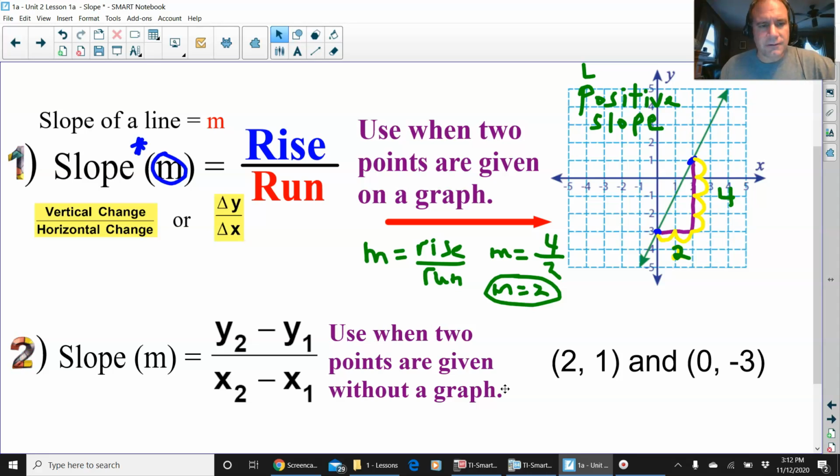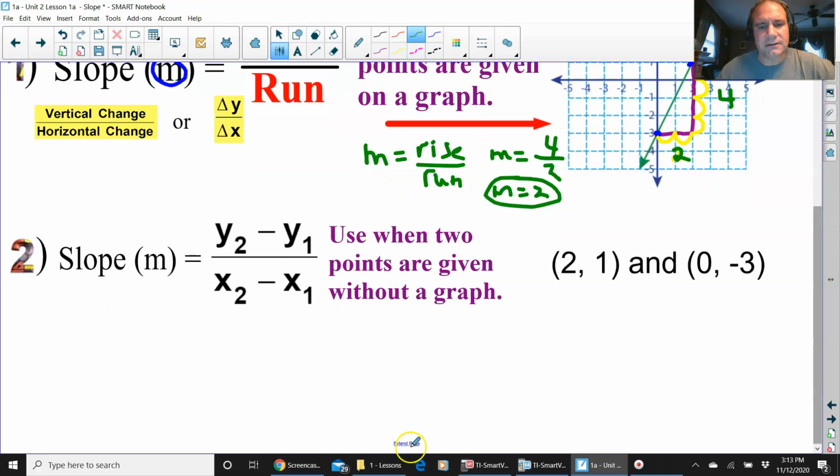But there is another slope formula, and we are going to cover that right now. The slope formula right here is m equals y2 minus y1, which is the rise, over x2 minus x1, which is the run. This slope formula is the same thing. It looks different, but it's the change in the y's, which is the rise, over the change in the run, which is how far it goes left and right. Used when 2 points are given without a graph.